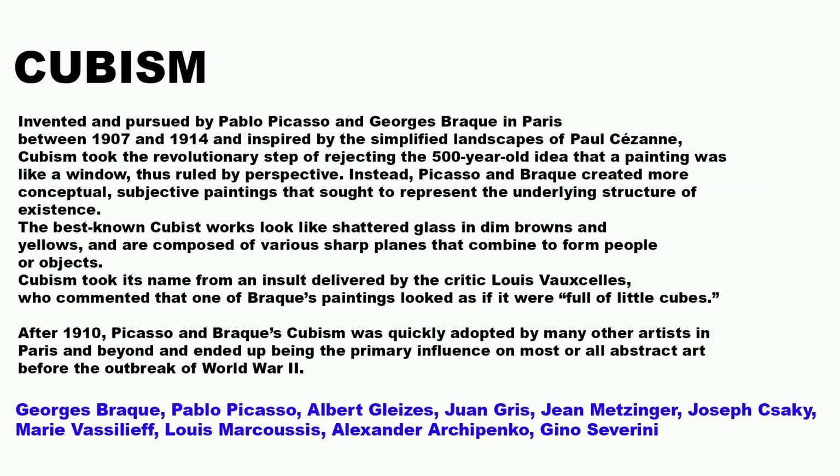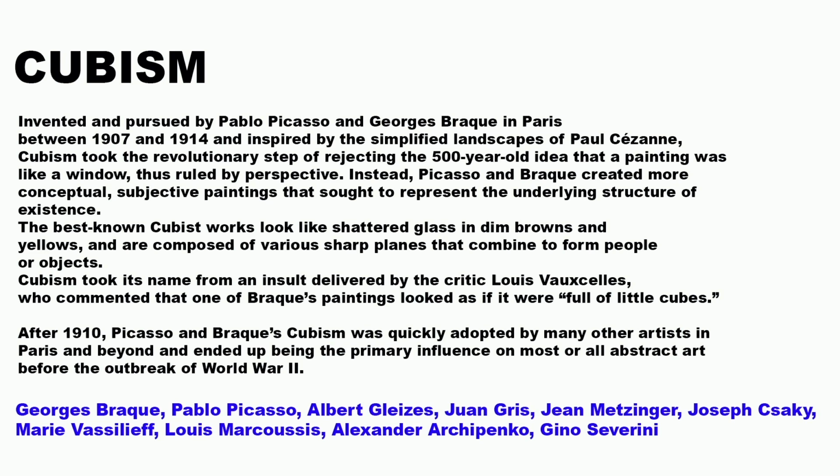And of course, Cubism. Invented and pursued by Pablo Picasso and Georges Braque in Paris between 1907 and 1914, and inspired by the simplified landscapes of Paul Cézanne, Cubism took the revolutionary step of rejecting the 500-year-old idea that a painting was like a window, ruled by perspective. Instead, Picasso and Braque created more conceptual, subjective paintings that sought to represent the underlying structure of existence. The best-known Cubist works look like shattered glass in dim browns and yellows, and are composed of various sharp planes that combine to form people or objects.